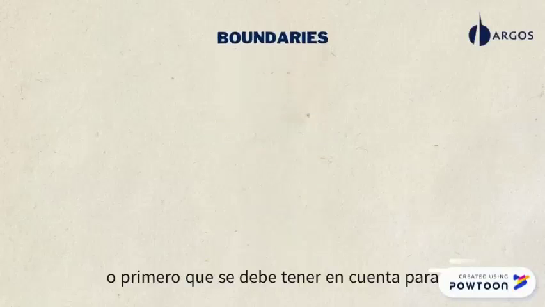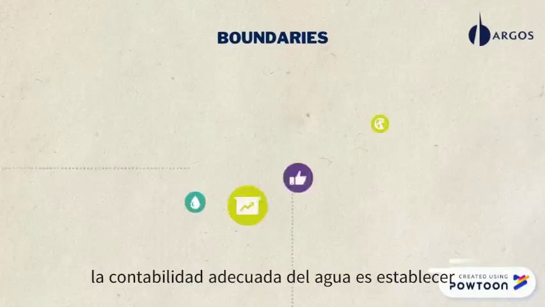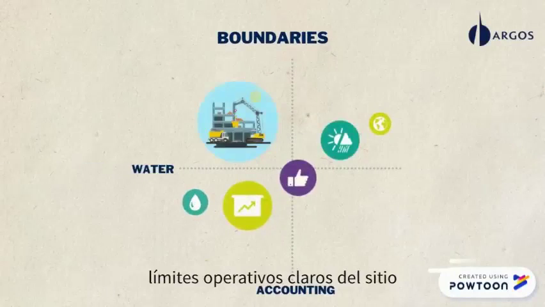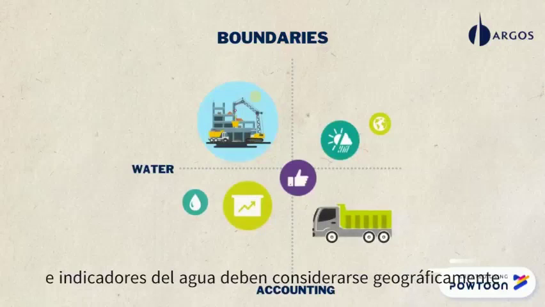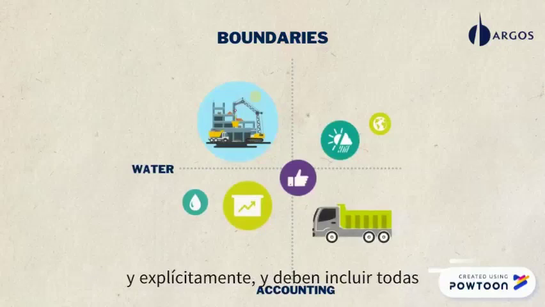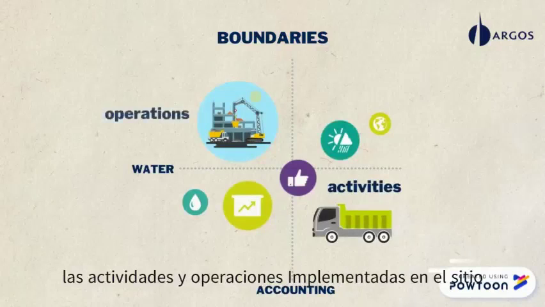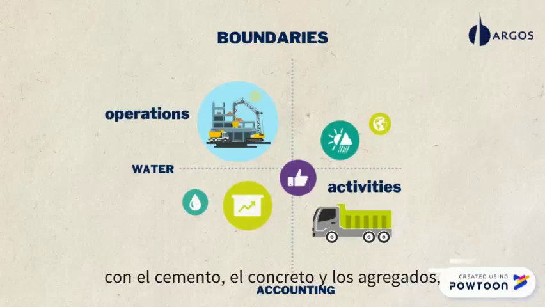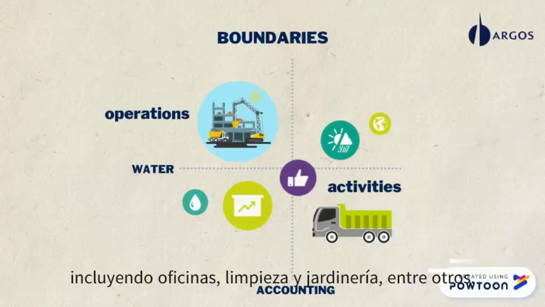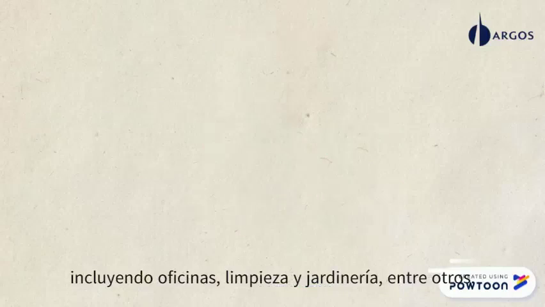Boundaries. The first thing to consider for the proper accounting of water is to set clear operational site boundaries to demarcate the system where water data and indicators shall be considered geographically and explicitly, and they should include all activities and operations implemented on site for the production of goods and activities related to cement, concrete and aggregates, including offices, housekeeping, and gardening, among others.